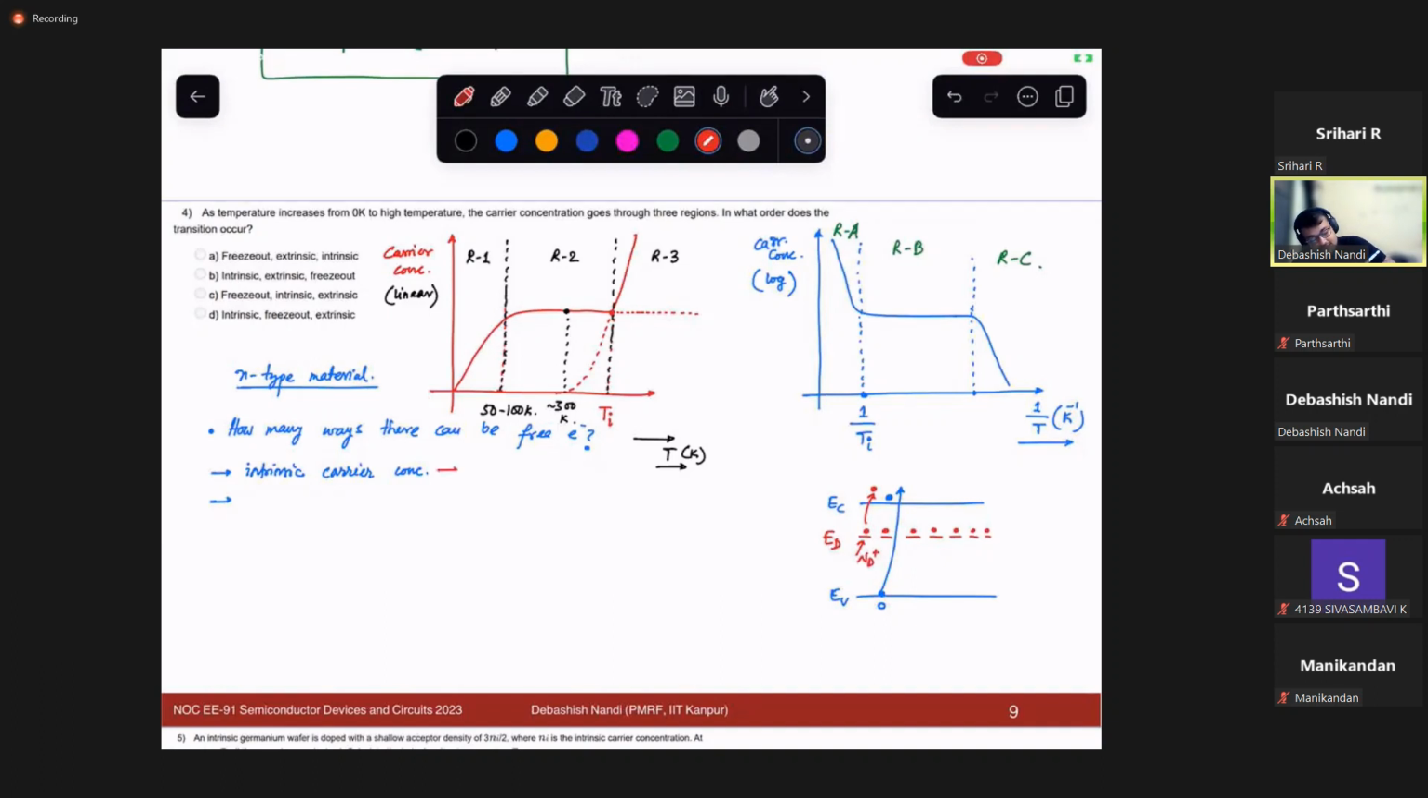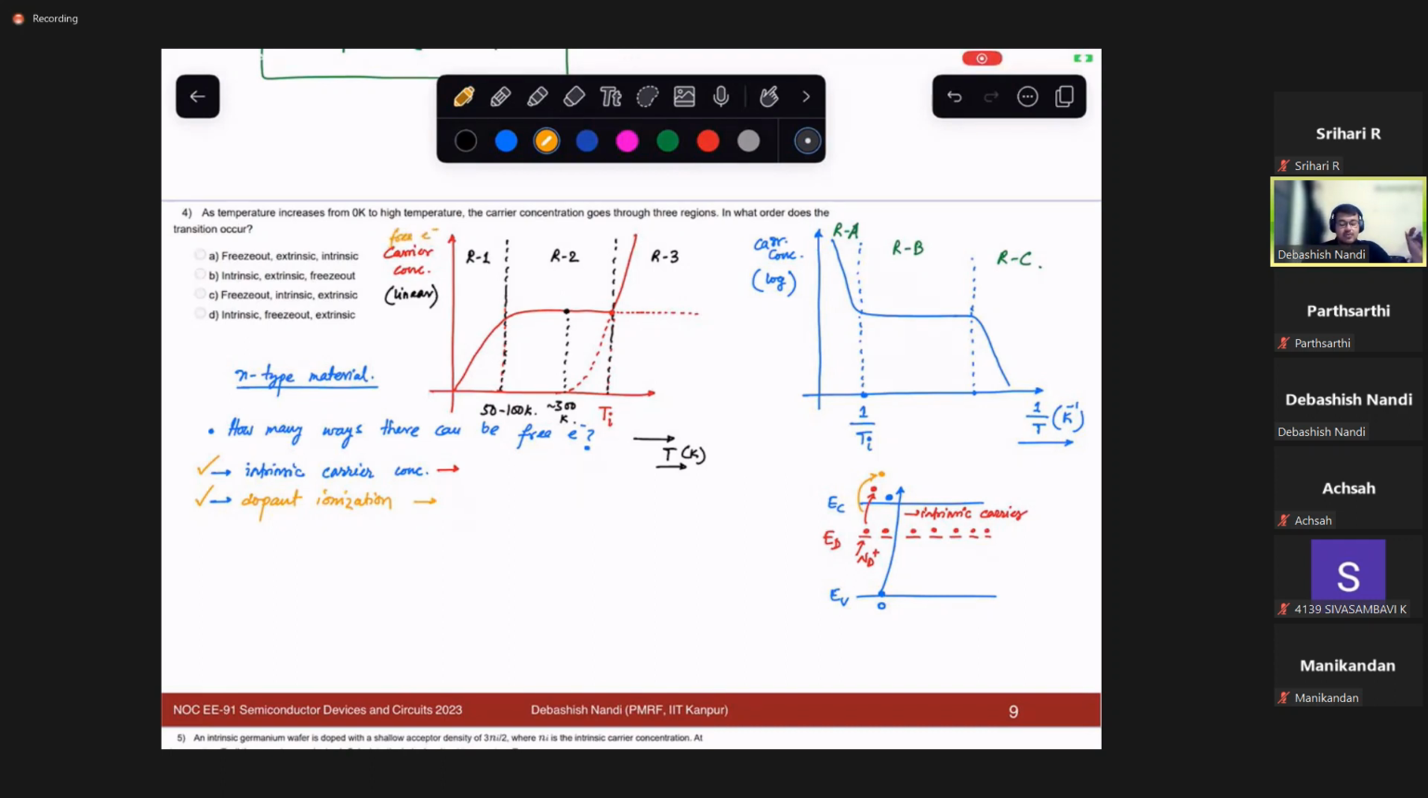So one way, this phenomenon, we call intrinsic carrier generation. It creates one hole and one electron. But the other way, due to dopant ionization, creates one electron and one immobile ion. So these two ways we can have free electrons in the conduction band for silicon, right? Now this carrier concentration is the free electron carrier concentration.